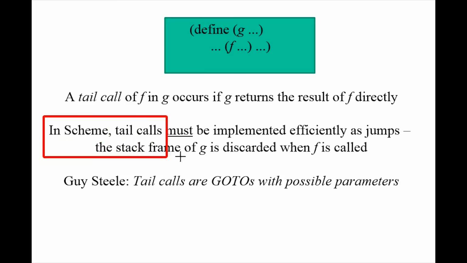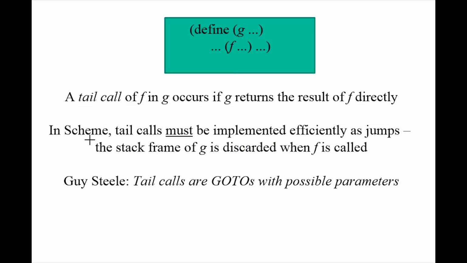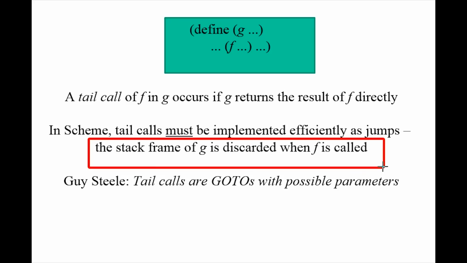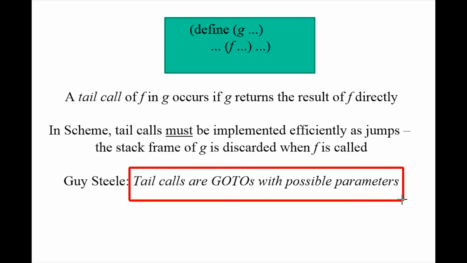In Scheme, tail calls must be implemented efficiently as jumps, as gotos. What is important to notice is that the stack frame of g is discarded when f is called. It is not necessary to keep the stack frame of the call of g when g calls f. So Guy Steele phrased it in the following way: tail calls are gotos with possible parameters. That's an interesting point of view.